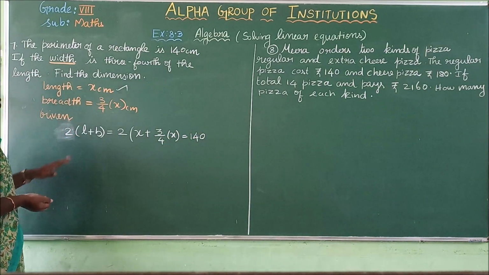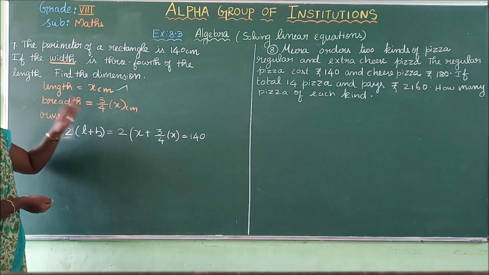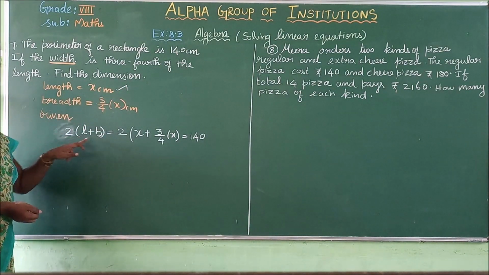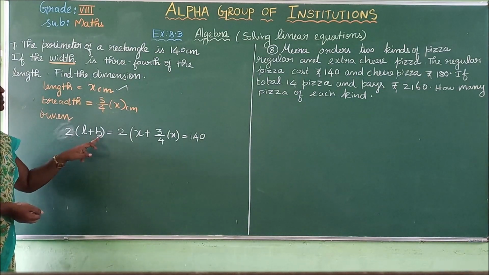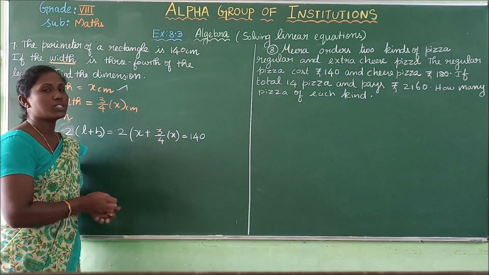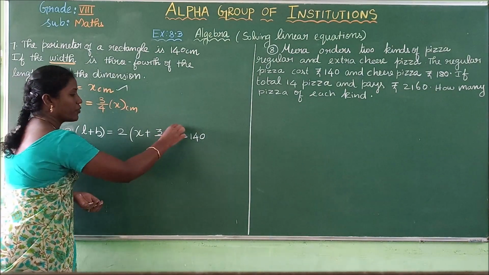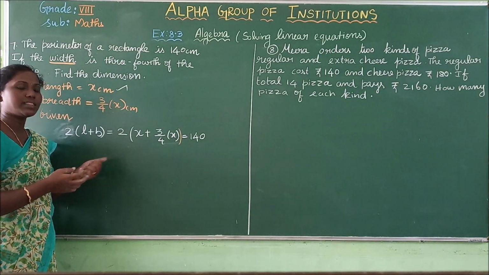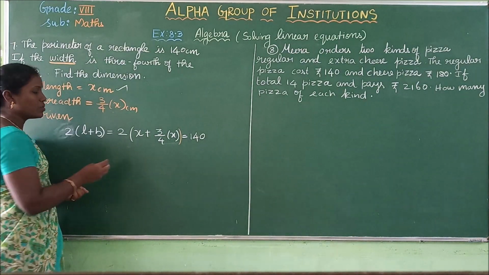In the question they gave the perimeter of the rectangle as 140. The perimeter formula is 2 into (length plus breadth), so 2 into (x plus 3/4 into x) is equal to 140. Now if you solve this, we will get the value of x so that we can identify the length and breadth. How to solve this?